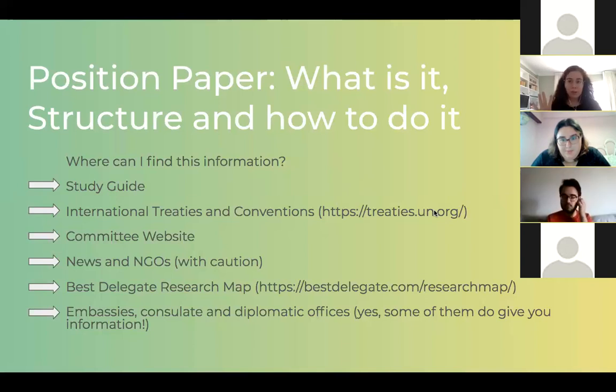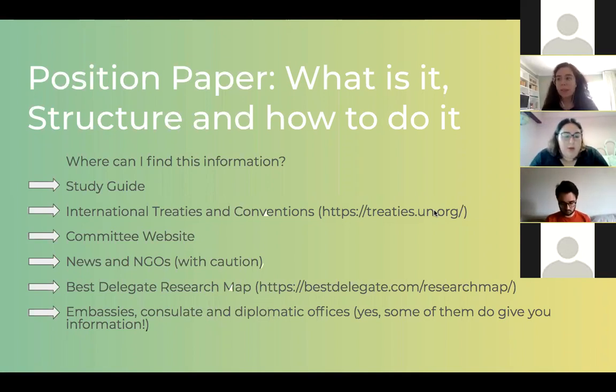The fourth part is news and NGOs. Why should you be careful with them? Because news, especially, tends to add a little bit more to the information. You know how news tends to be. So use it with caution, but don't refrain from using it.